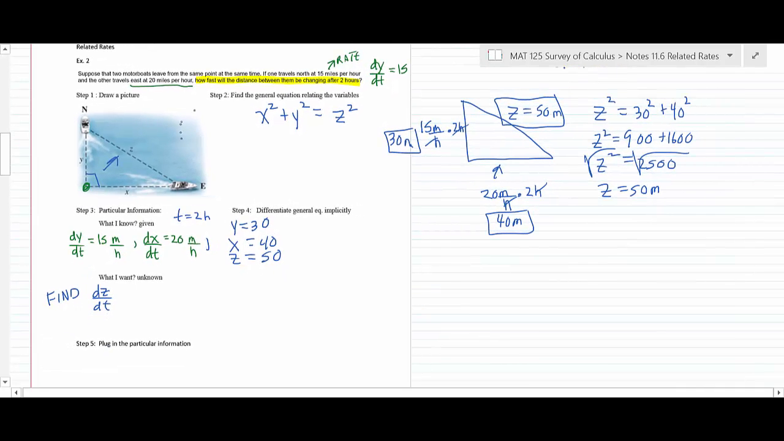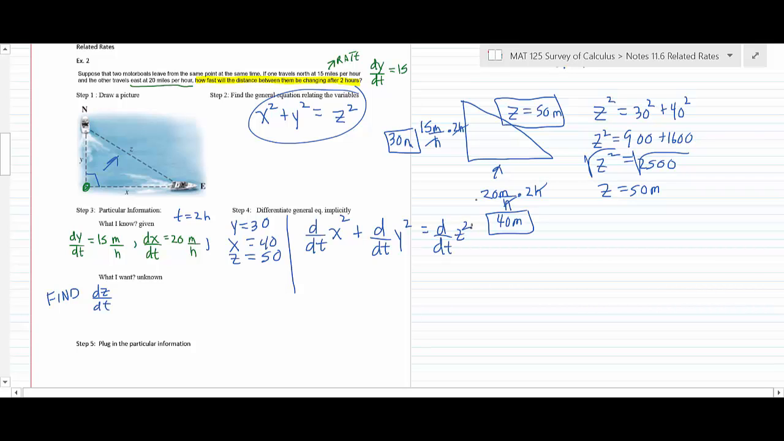What we're going to do now is differentiate this with respect to t. So on your step 4, what you're doing is d/dt of x squared. This is where I messed up on the last problem. Then this is d/dt of y squared, and then d/dt of z squared like that. Okay, so let's get that put together. Now I'm going to be careful this time.